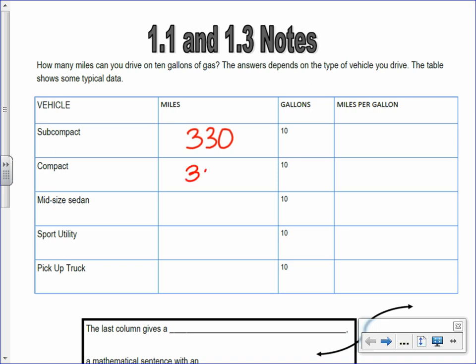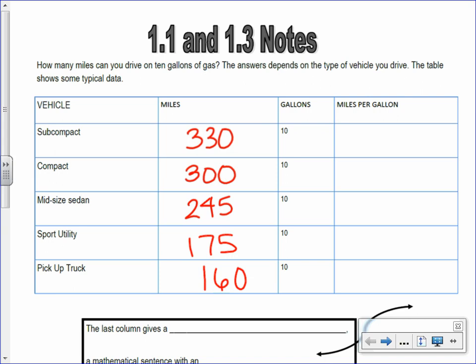In a compact, they can go 300. In a mid-sized sedan, they can go 245. So that would be like your RAV4s and things like that. Sport utility, those bigger cars, 175, and then that pickup truck requires a lot more gas to go farther.